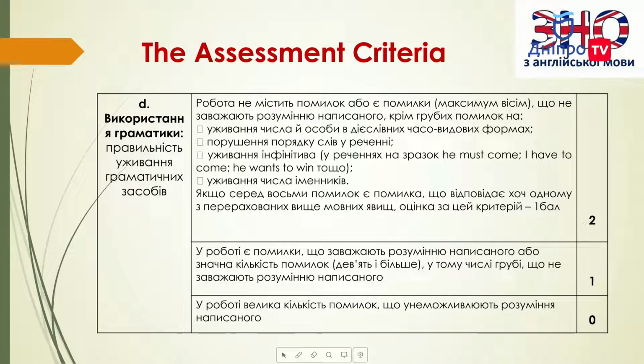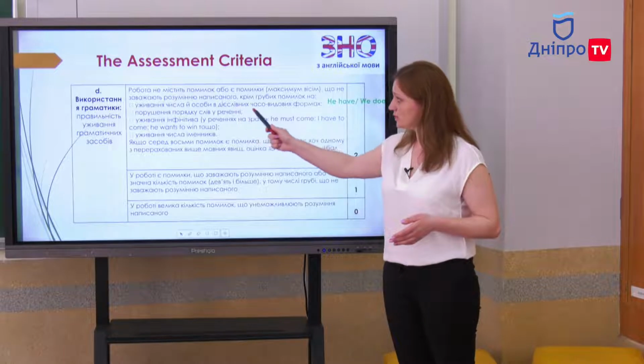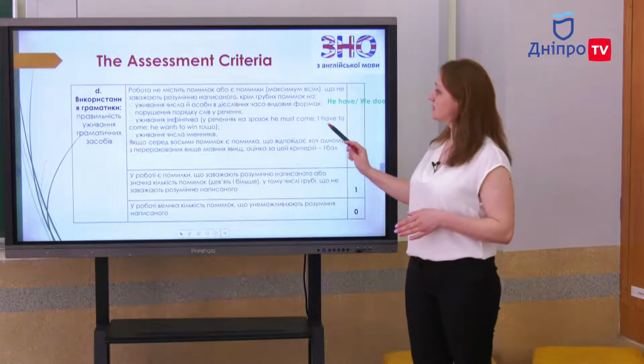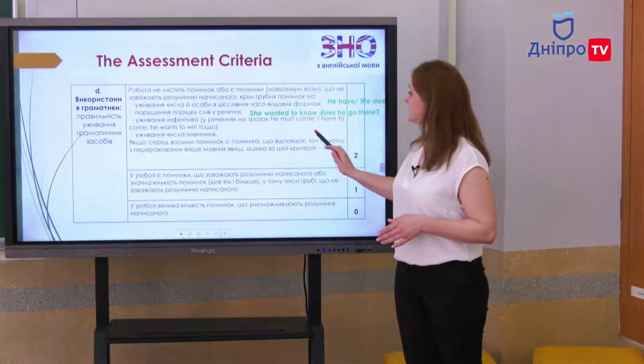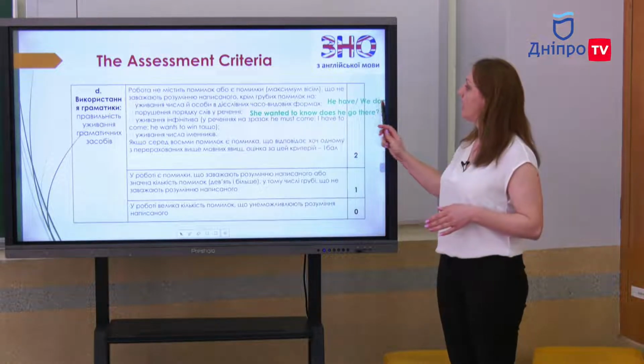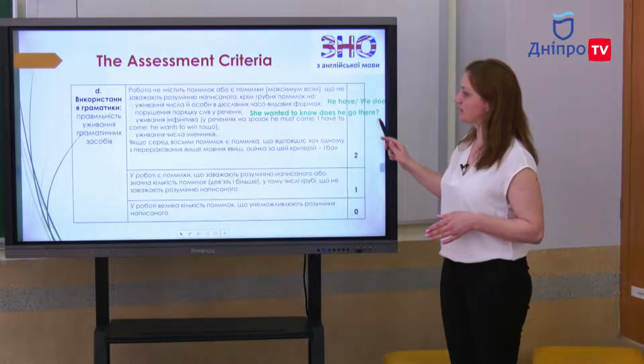Firstly, this is the correspondence of subject and verb in the sentence. We cannot say he have. It is correct to say he has, or we cannot say we does because we need to say we do. The next is the wrong word order in your sentence. The most widespread mistake here is the word order in indirect questions. For example, she wanted to know, does he go there? But we must say, she wanted to know if he goes there.